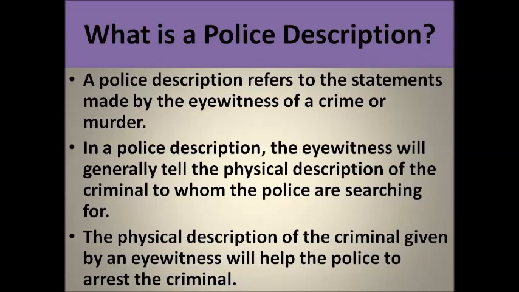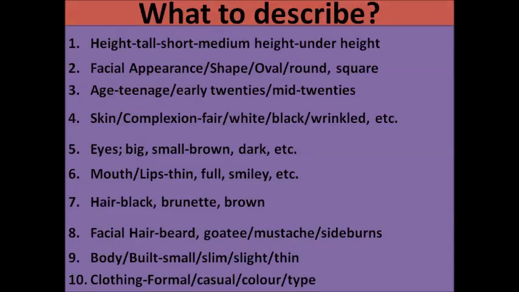Then what to describe in a police description? There are many things to be described. We should know what things should be described before we write a police description. First of all, the height of the person should be described. Probably tall, short, medium height, under height. What is the height? Next, we should describe the facial appearance. What is the facial appearance? Shape: oval shape, round shape, square, or any other.